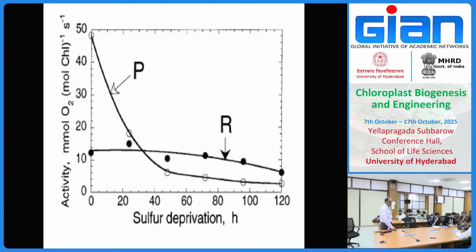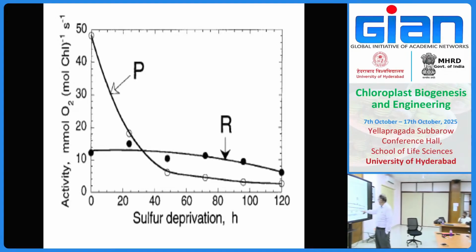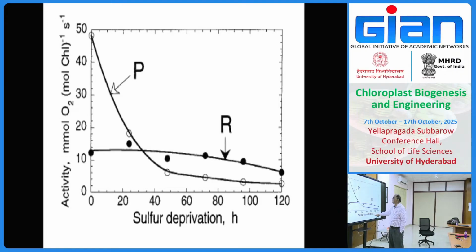Or very, very minimal sulfur. So under sulfur deprivation, you can see in hours the rate of photosynthesis will drop, because there is no sulfur. The rate of photosynthesis is reduced, whereas respiration is not reduced drastically.